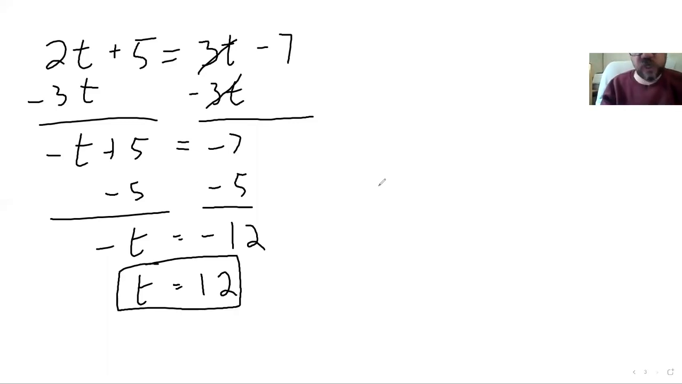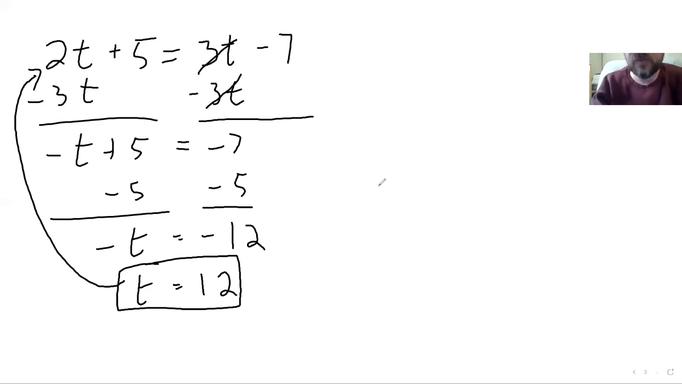Now, a quick check on this. If we want to, we can take this and put it back into the original equation, just to see if we've done it right. If we have, then both sides should have the same value, because that's the original claim: 2t plus 5 equals 3t minus 7. The thing on the left should equal the thing on the right.